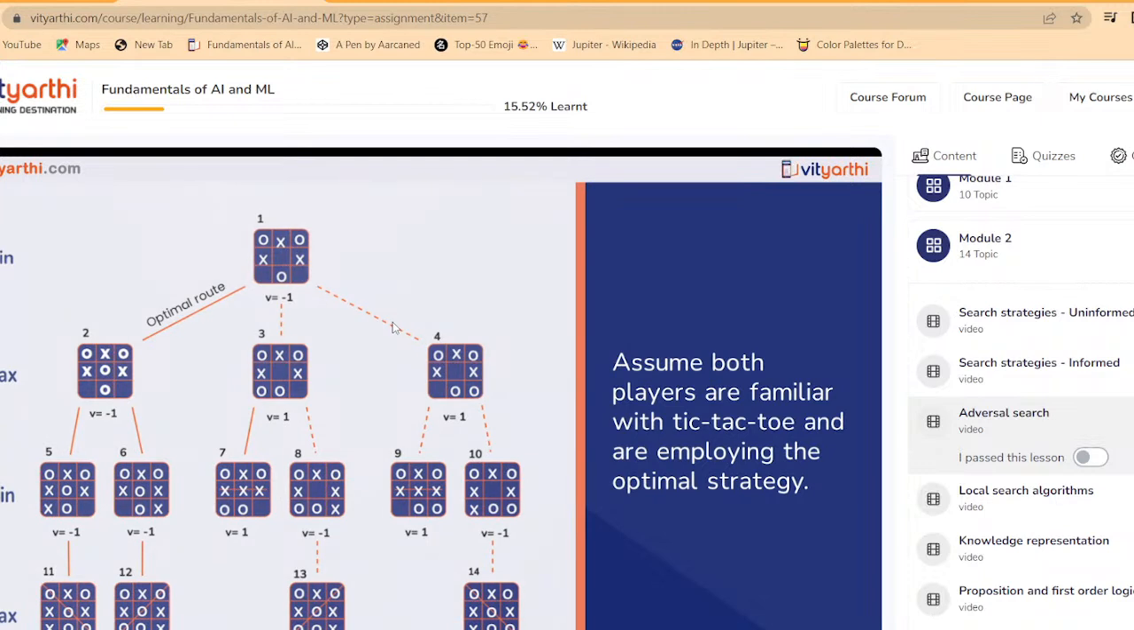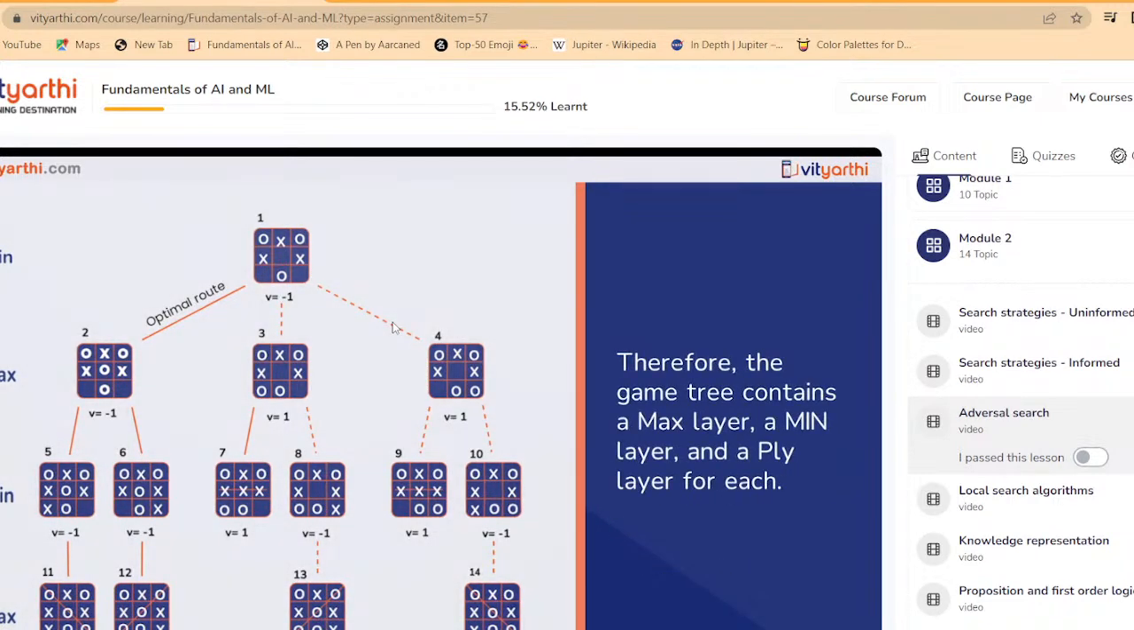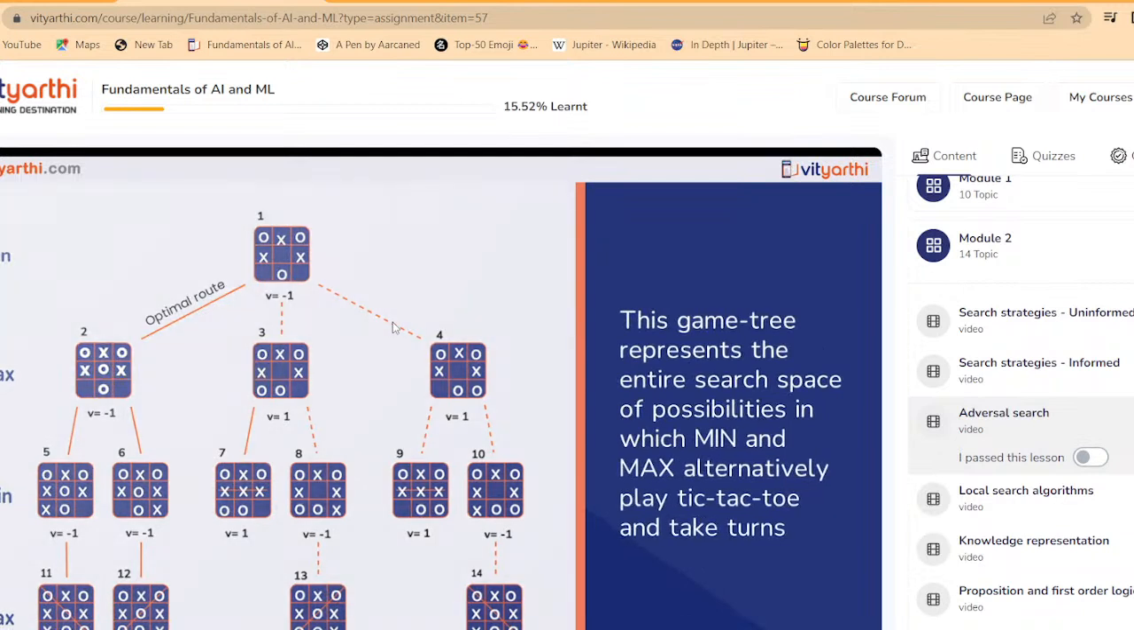Each player is attempting to prevent the other from winning. In this game, minimum is competing against maximum. Therefore, the game tree contains a maximum layer and a minimum layer. This game continues until a terminal node, with the maximum placing X and the minimum placing O to prevent maximum from winning. Either minimum or maximum wins or the result is a draw. This game tree represents the entire search space of possibilities in which maximum and minimum alternately play tic-tac-toe and take turns.